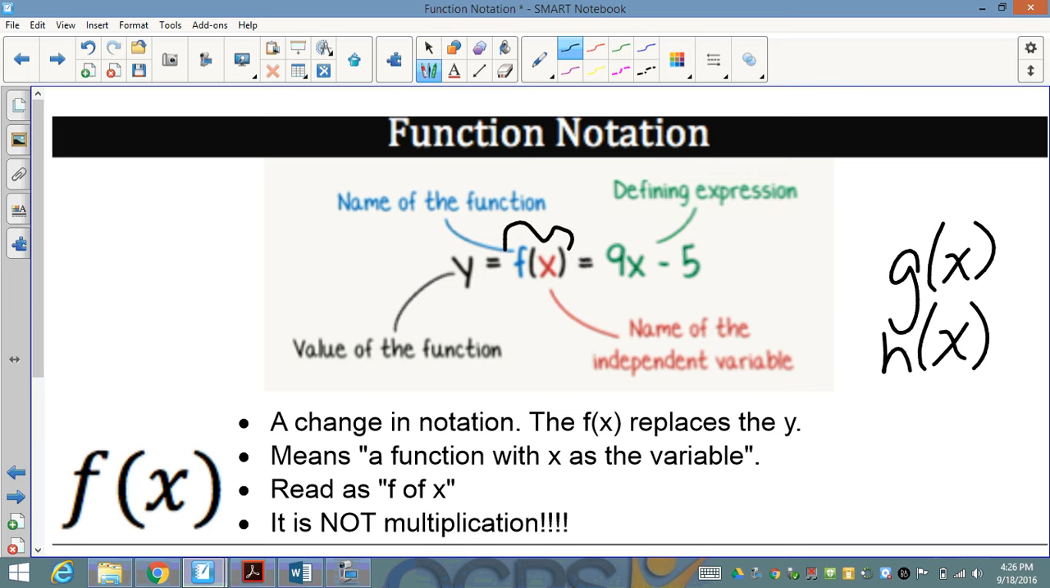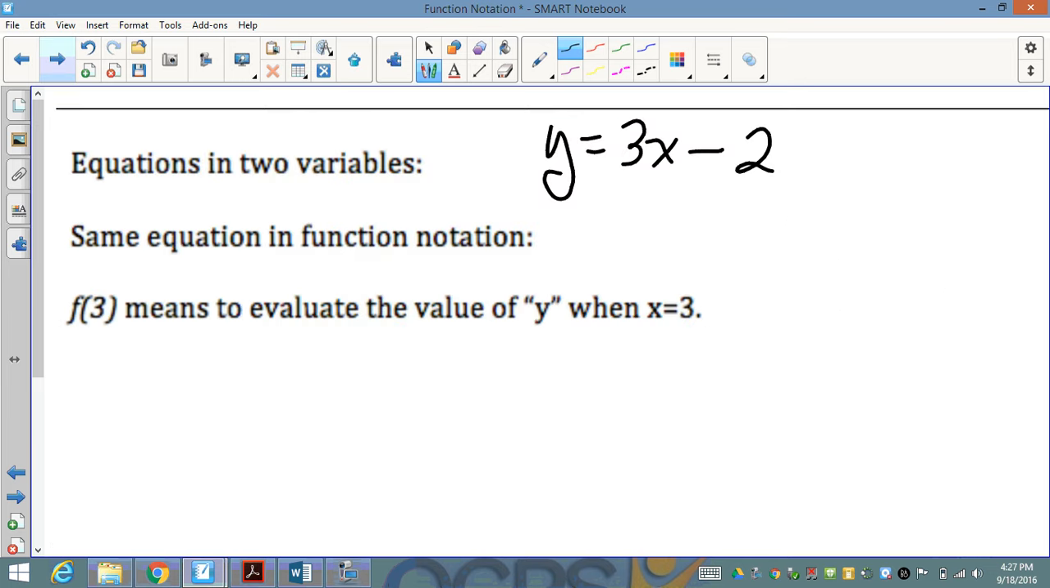The last little note: I know normally when we see these parentheses, we think multiplication. This is not multiplication. This is function notation. So this is not f times x. It's f of x. And I'm going to show you how we use it in some examples. Okay, so here we go.